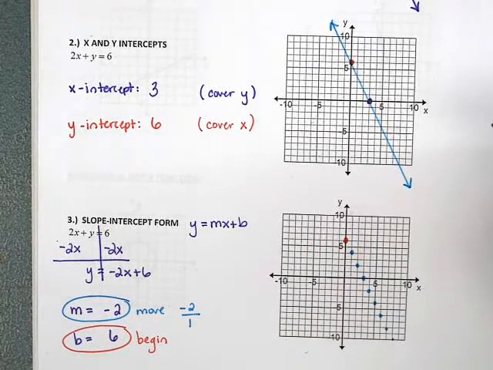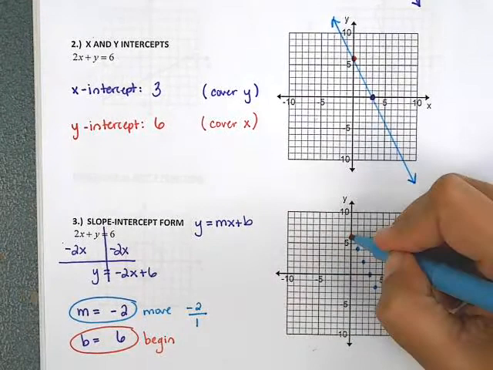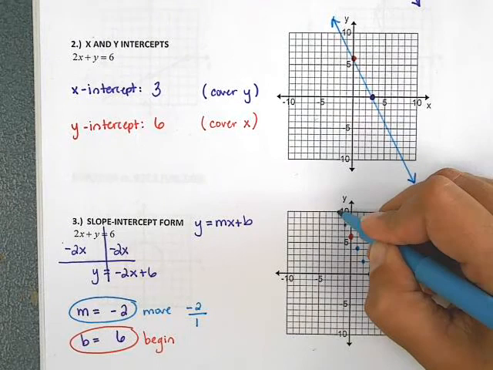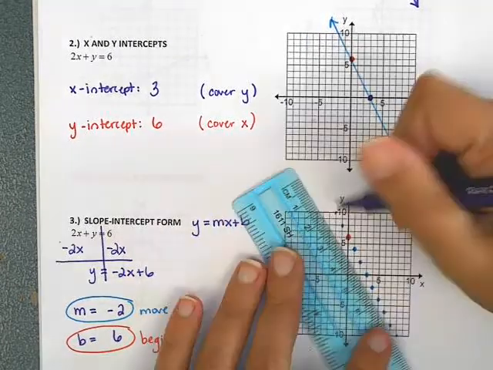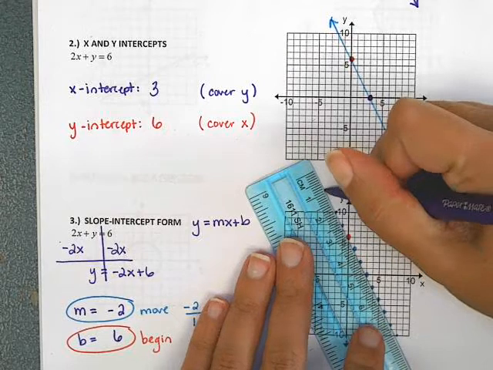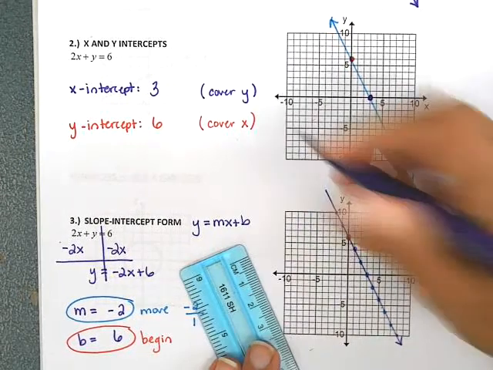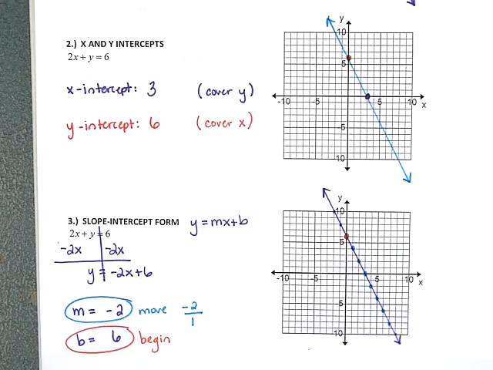Once we're done and we run out of room, we can go back to the top and we can go up 2, left 1, up 2, left 1, and then use a straight edge to draw a line that goes through those points, goes beyond the edges of the graph, and has arrows.